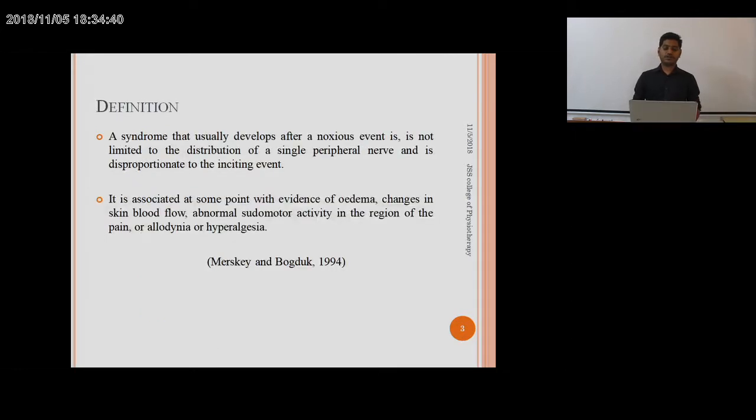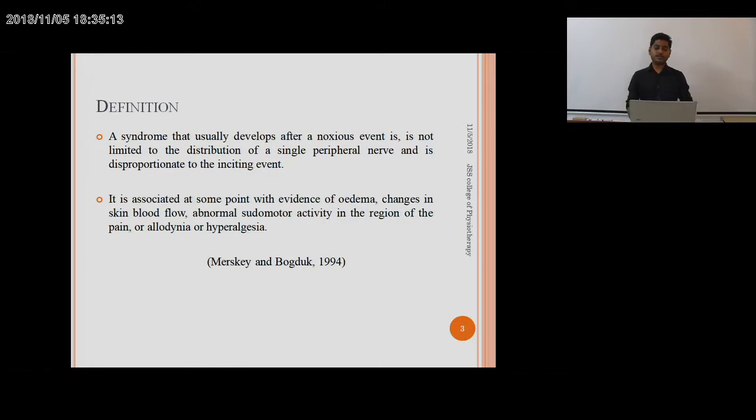When it comes to definition, it is a syndrome that usually develops from a non-noxious stimuli and is not limited to the distribution of a single peripheral nerve. So there is going to be a pathology of a trauma, and the patient will have something called an inciting event. This neuropathic pain is not only for a single peripheral nerve distribution, it is going to be throughout, and it will be disproportionate to the inciting event. Whatever area of injury a person initially has, the area of pain is going to be more than the inciting area.